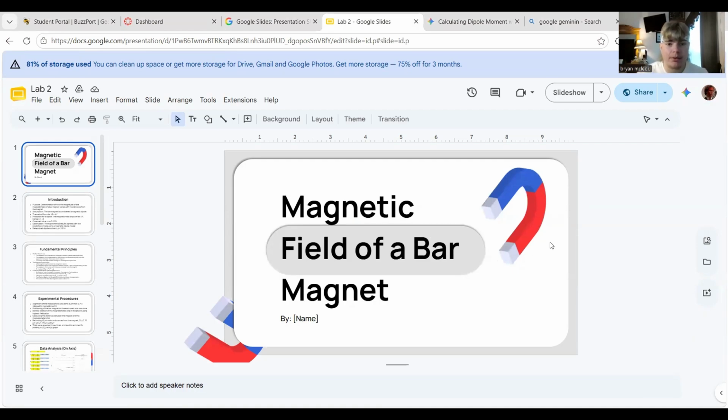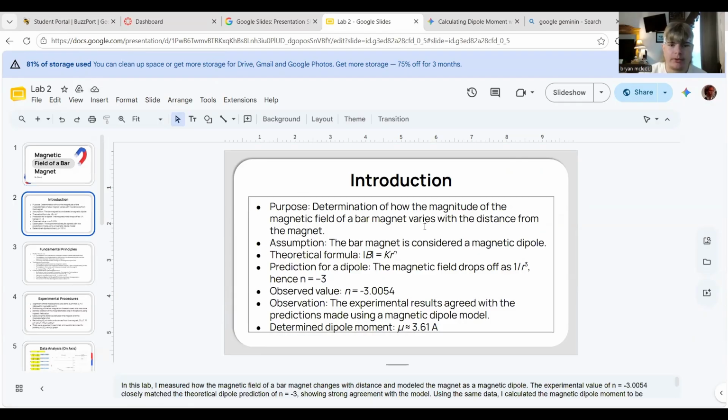Hey guys, so today we're going to be going over Lab 2, the magnetic field of a bar magnet. In this lab, we essentially measured how the magnetic field of a bar magnet changes with the distance that the magnet is, and then we modeled the magnet as a dipole.